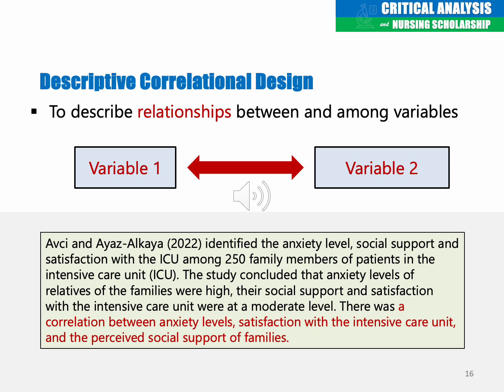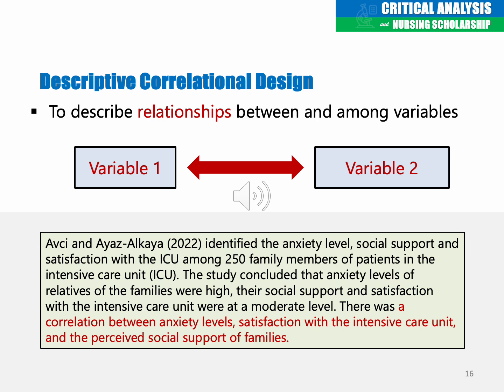Now, I'm going to give you a specific example, a study conducted by Avzi and Ayaz Al-Kaya in 2022, which identified the anxiety level, social support, and satisfaction with the ICU among 250 family members of patients. The study concluded that anxiety levels of the relatives of the patients were high, while their social support and satisfaction with the ICU were at a moderate level. Most importantly, the research showed that there was a correlation between anxiety levels, satisfaction with the intensive care unit, and perceived social support of the families.